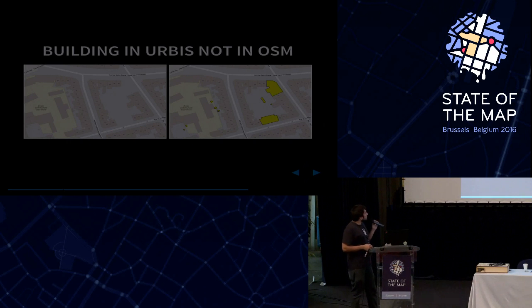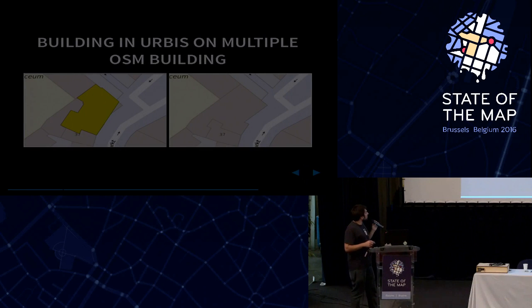There are also buildings from Urbis which stand on multiple buildings in OSM. So the yellow building is over two buildings in OSM.